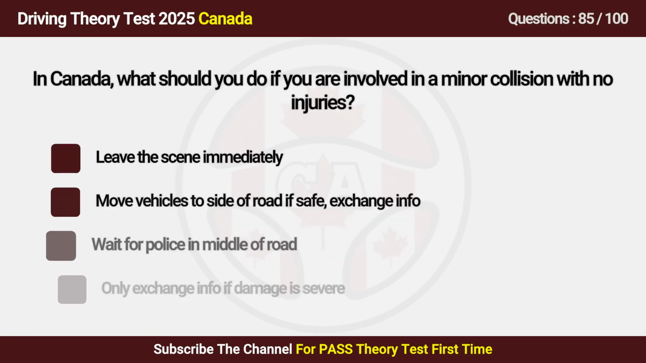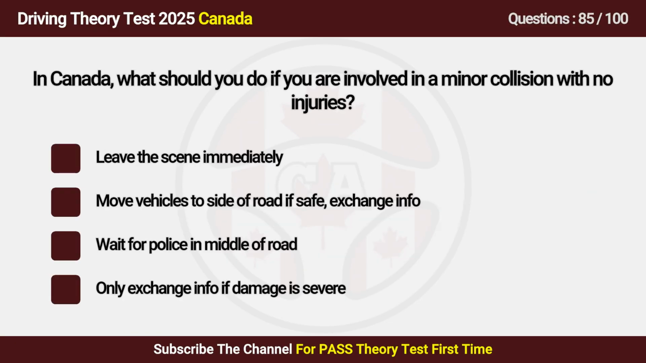Question 85. In Canada, what should you do if you are involved in a minor collision with no injuries? A. Leave the scene immediately. B. Move vehicles to side of road if safe, exchange info. C. Wait for police in middle of road. D. Only exchange info if damage is severe.